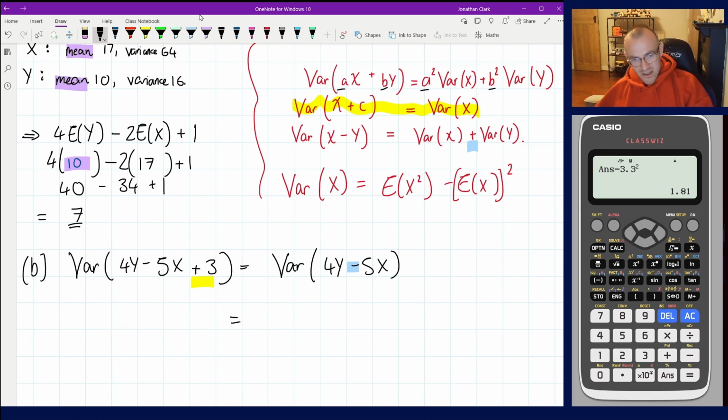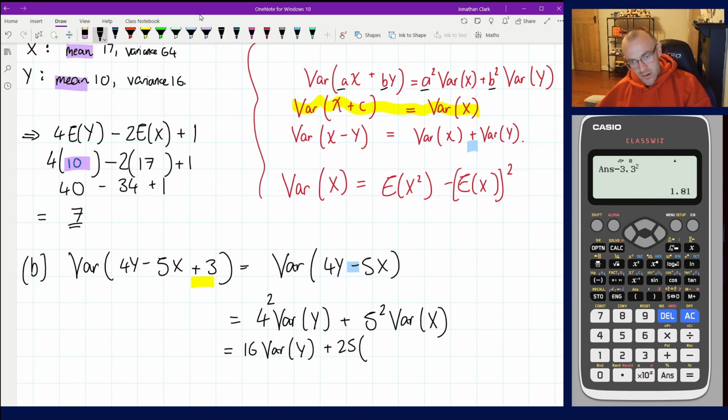It's going to look something like this. 4 squared times the variance of y plus 5 squared times the variance of x. And I've added a bracket for some reason. Let's get rid of that.